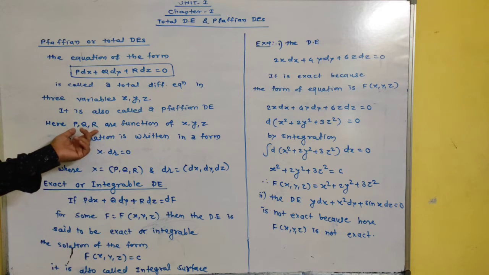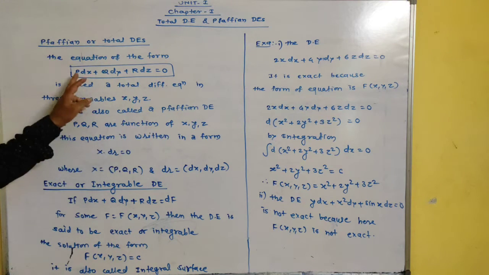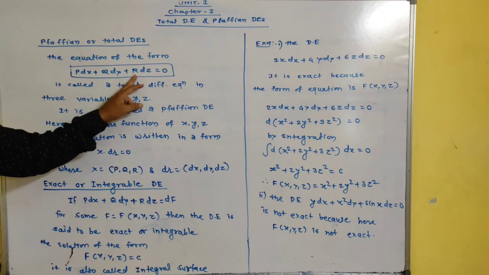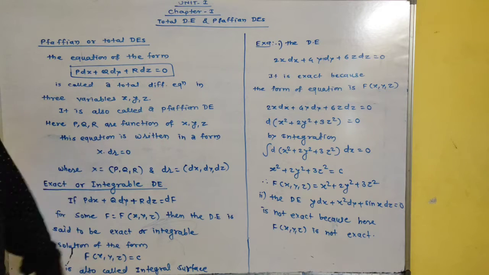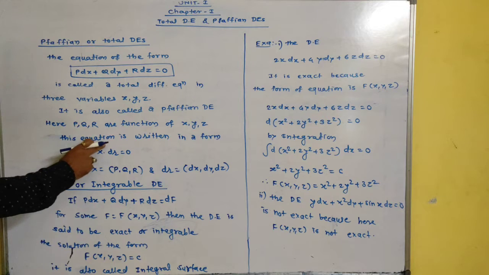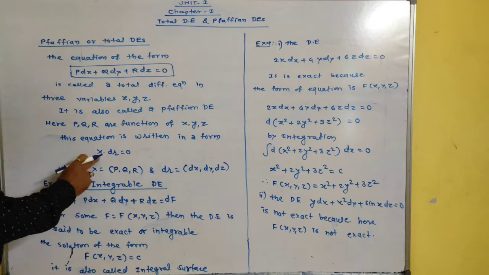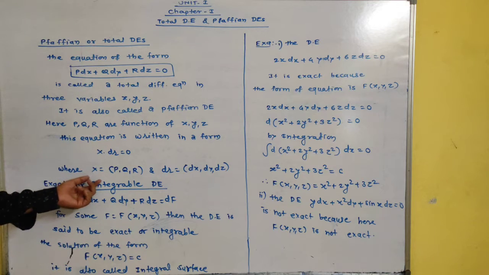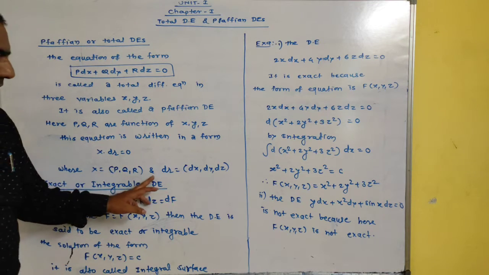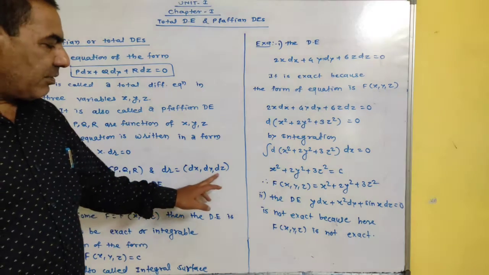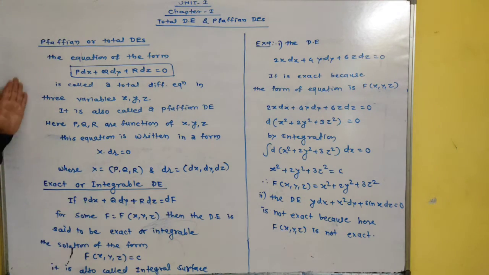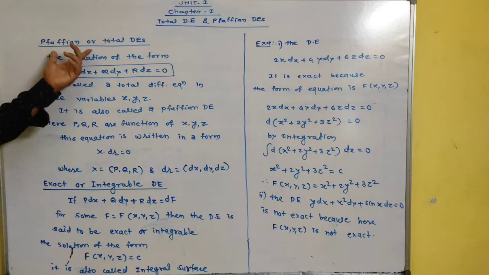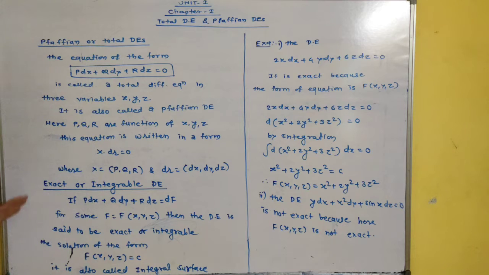Here P, Q and R are functions of x, y, z. This equation is also written in the form X dot dr equal to 0, where X is equal to (P, Q, R) and dr is equal to (dx, dy, dz). This is the Pfaffian or total differential equation.